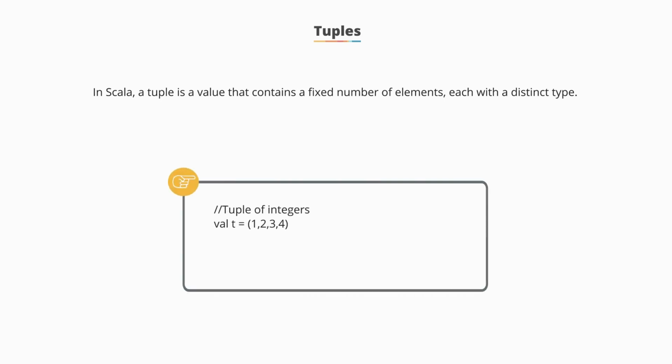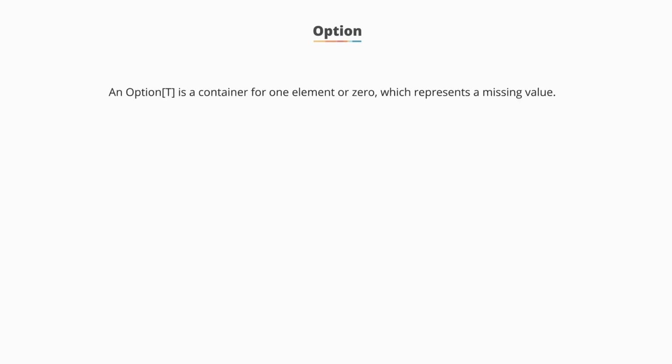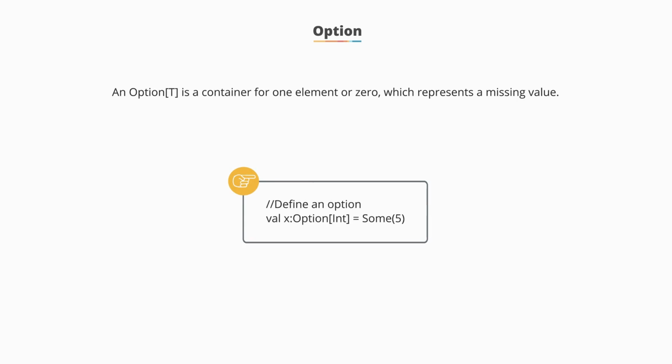The first example shows a val t, which is a tuple of different integers. The second tuple, val t, is a tuple containing an integer, a string, and the console. Option. Scala Option[T] is a container for zero or one elements of a given type. An Option[T] can be either Some[T] or the None object, which represents a missing value. Option type is used frequently in Scala programs, and you can compare this with the null value available in Java, which indicates no value.